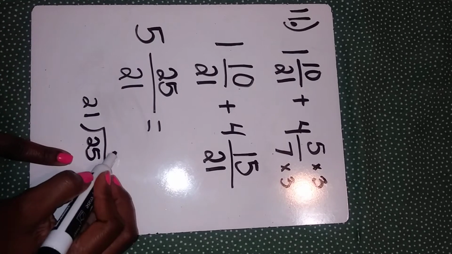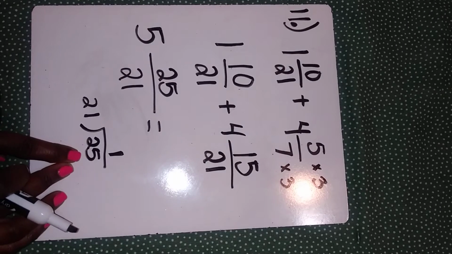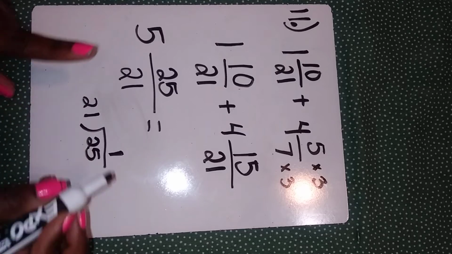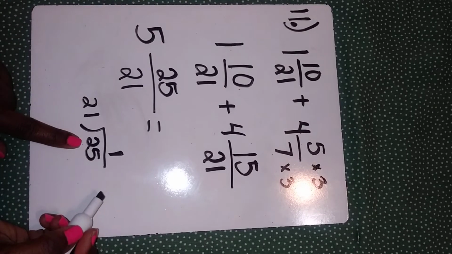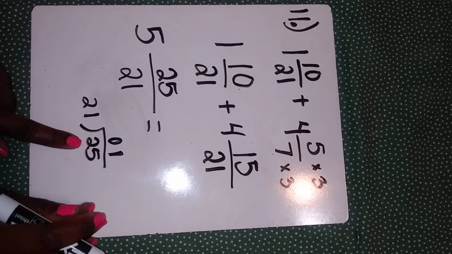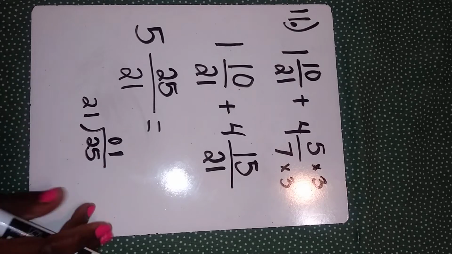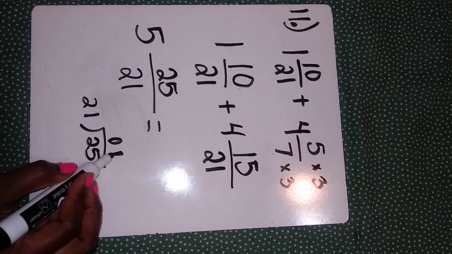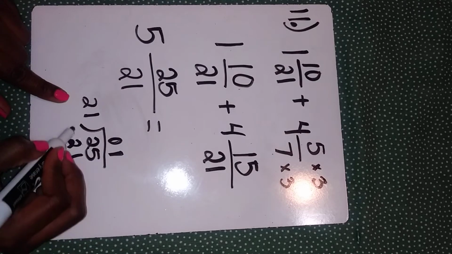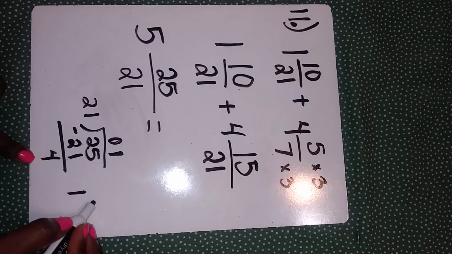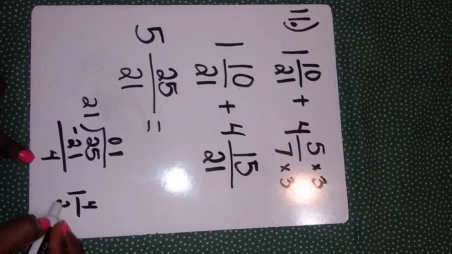21 is going into 25 one time. And remember we put the 1 over the 25. And remember I always say, we always start off with 21 going into 2. It won't. So I always tell y'all to put a 0 right there just to hold that place. But 21 is going into 25 one time. And then finish working it out. 1 times 21 is 21. Subtract it and you got 4. So right here you got 1 and 4 over 21.